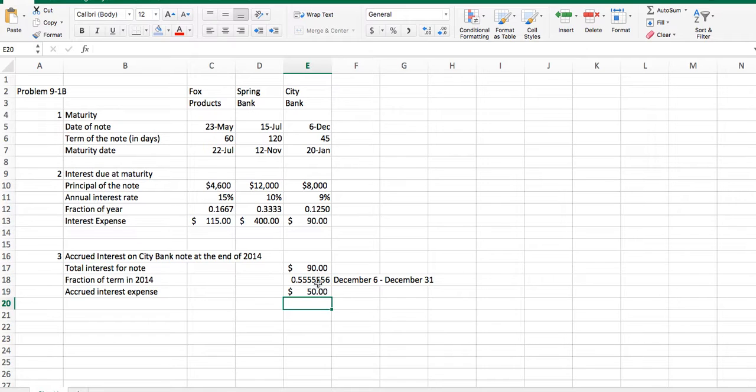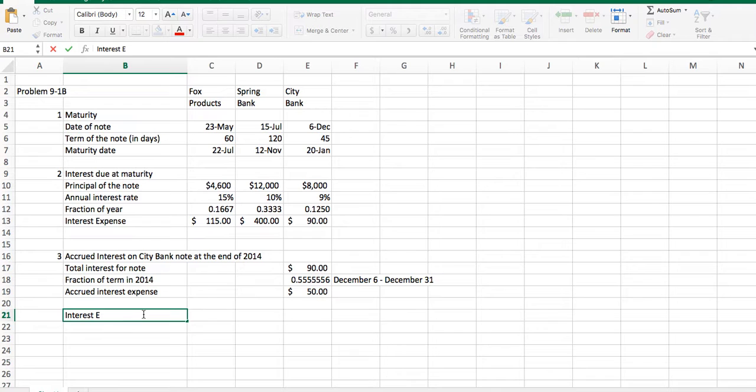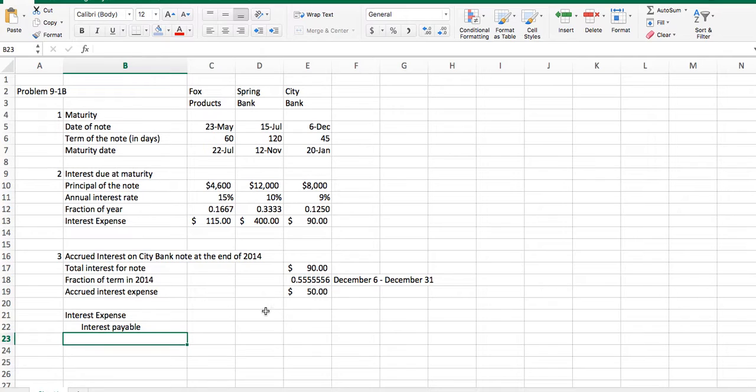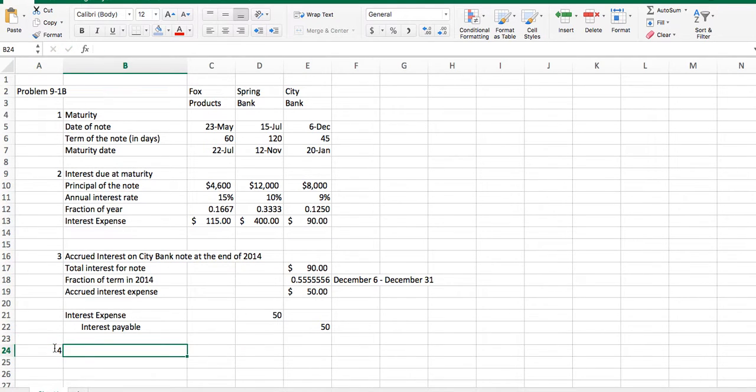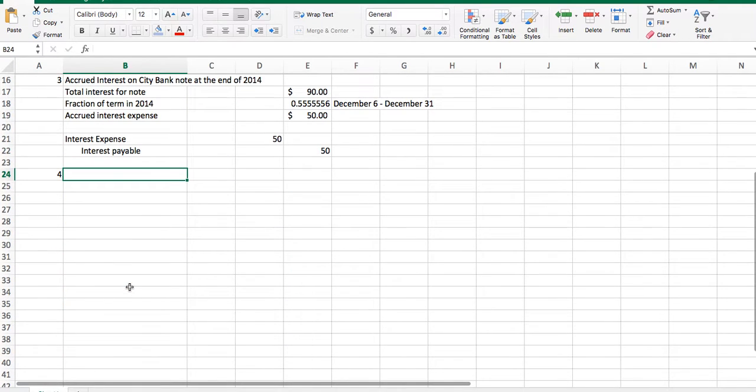The problem doesn't ask you to do the journal entry, but if you did, you would debit interest expense and credit interest payable for the $50. What you've done now is show on your financial statements, through this expense, that we have incurred this much interest even though we haven't paid it. Again, we're trying to convey to the readers of our financial statements what's actually going on.